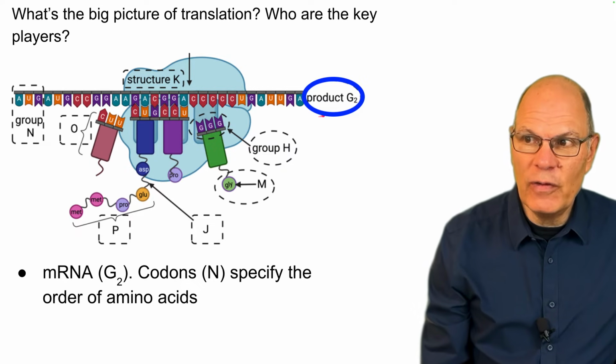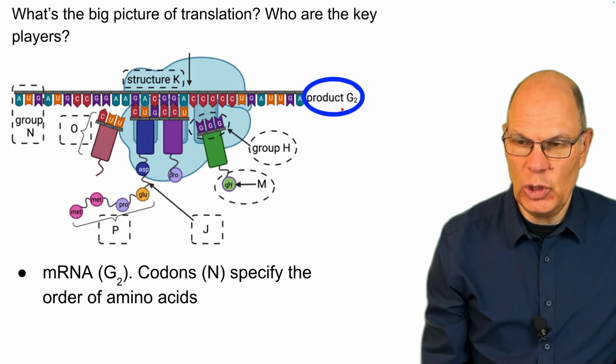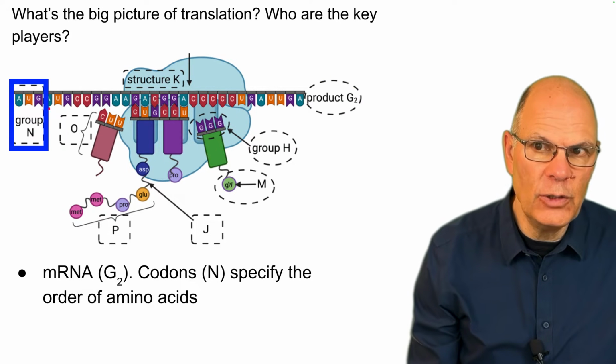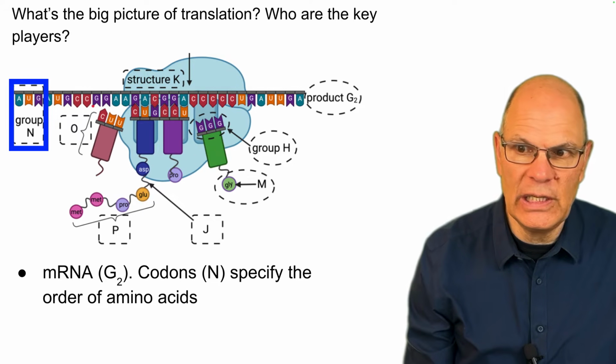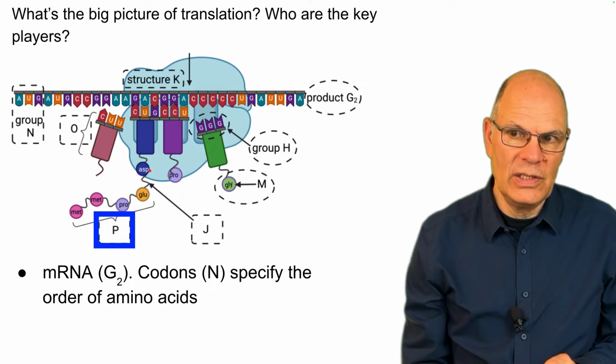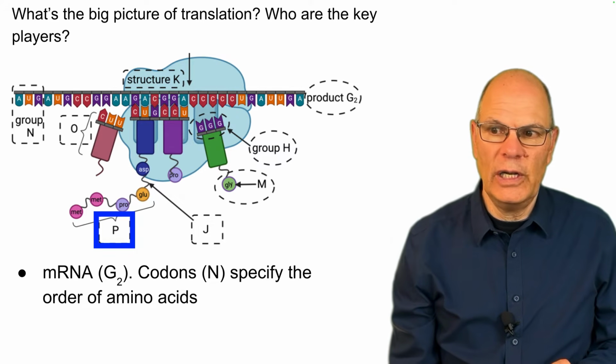mRNA is shown over here at G2. It contains the codons, this group over here, AUG, or this AUG, or this CCG, that specify the order of amino acids. Here are amino acids shown over here.